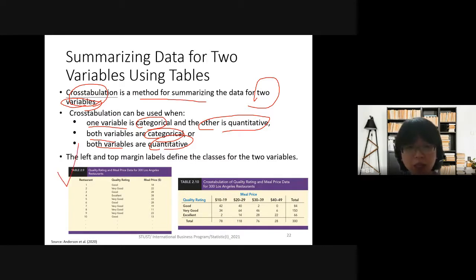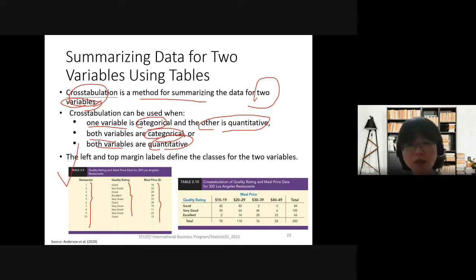For example, here there are 300 data points collected from your textbook, talking about the meal price and the quality rating in Los Angeles. You will find there are 300 restaurants, and the quality ratings are good, very good, and excellent, and the meal prices are different.